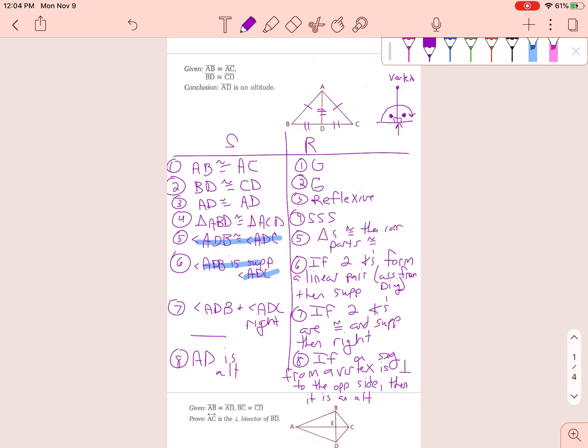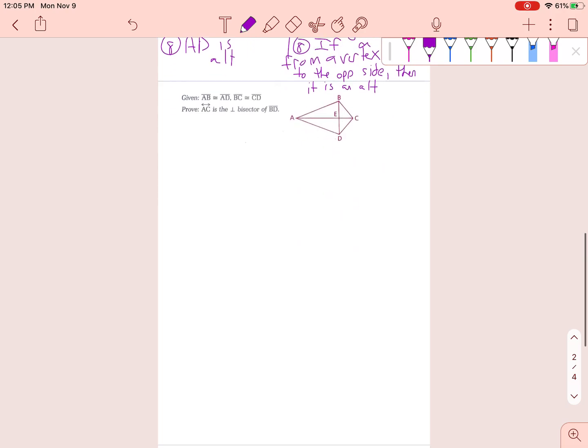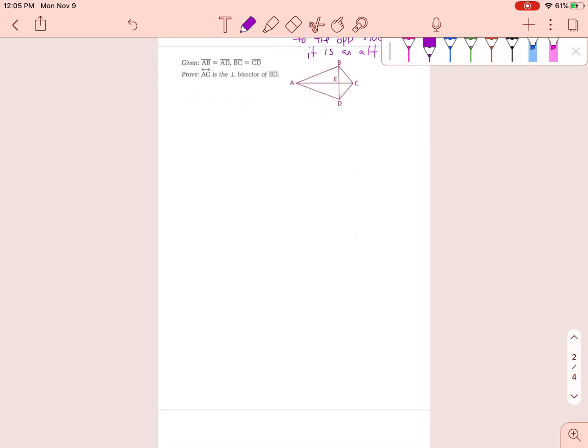But again, when I saw that I had to prove something was an altitude, I knew I had to prove that there were right angles. And the only way for me to prove that there are right angles is for the angles to both be supplementary and congruent. How else are you going to prove angles are right angles? Okay, we will cover this next example in class.